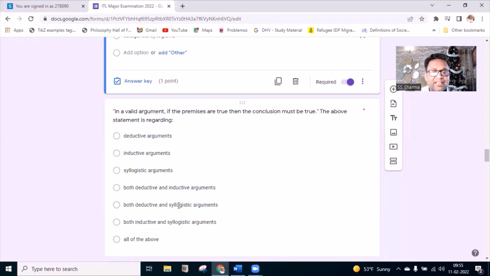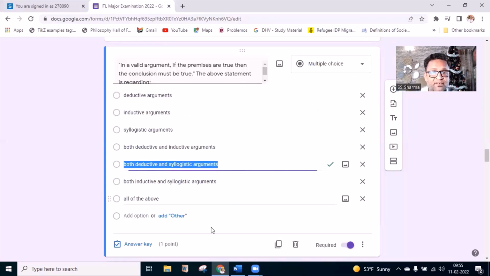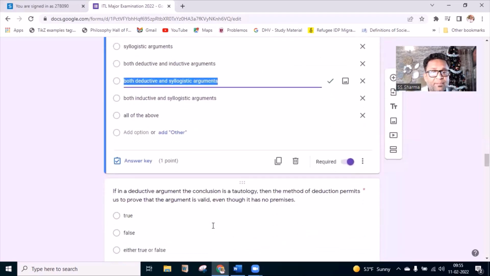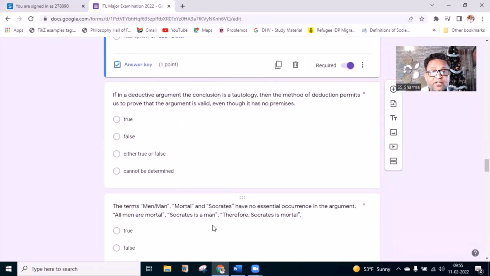Now, the catch was that syllogistic arguments are also deductive arguments, right? So the answer was both deductive and syllogistic arguments here, right? Okay. If in a deductive argument, the conclusion is a tautology, then the method of deduction permits us to prove the argument is valid, even though it has no premise. And this is true about tautologies, because tautologies are arguments in itself. This is something which we have always talked about.